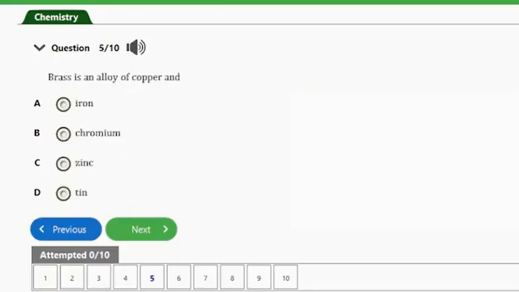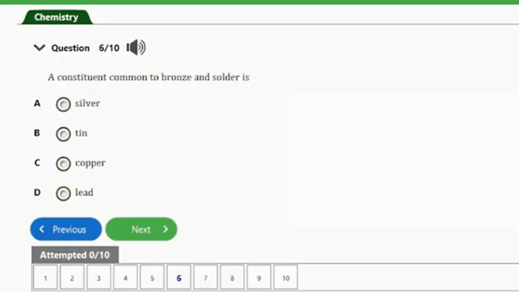Question number 5 here, it says, brass is an alloy of copper and A, iron; B, chromium; C, zinc; D, tin. So we've answered this question before, and the answer to this question is zinc, and that's option C here. So let's consider the next question.